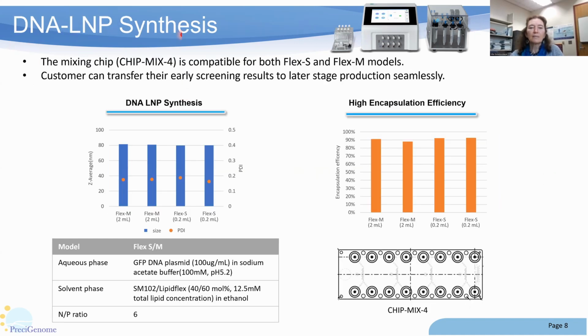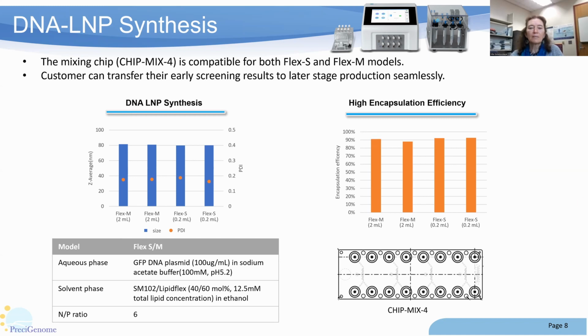The next slide shows that we are using DNA as a payload sample to encapsulate in a lipid nanoparticle. We use a GFP reporter gene as a sample. The DNA will be nicely captured in the LNP with a size around 80 nanometers and a very nice encapsulation efficiency. You can see that up to 90% of the DNA has been encapsulated in the LNP.